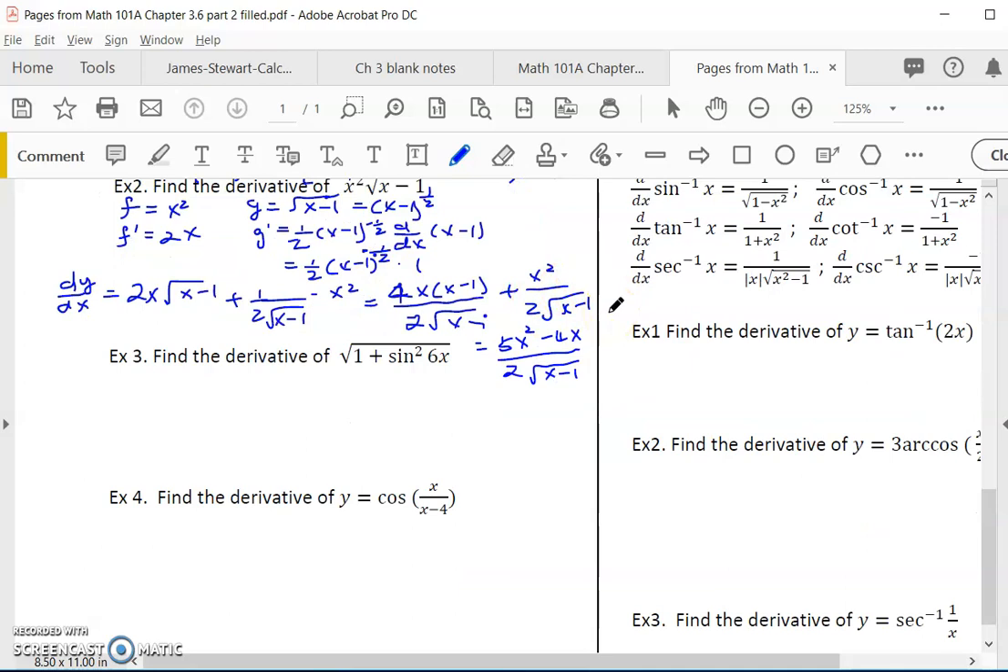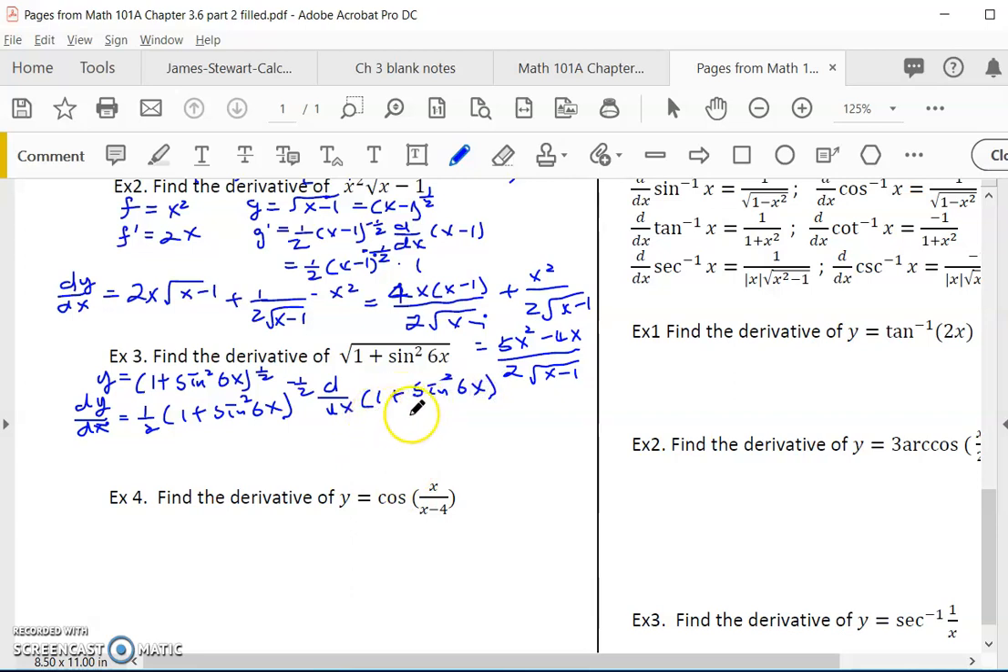Example 3, find the derivative of the square root of 1 plus sine squared 6x. There are so many chain rules involved. The main outside is a square root. The main inside is 1 plus sine squared 6x. So we write it as y equals (1 plus sine squared 6x) to the 1/2. This is really a difficult one. So use chain rule because this is inside, this is outside. So dy/dx would be equal to 1/2 of (1 plus sine squared 6x) to the negative 1/2, and then do d/dx of 1 plus sine squared 6x, right?